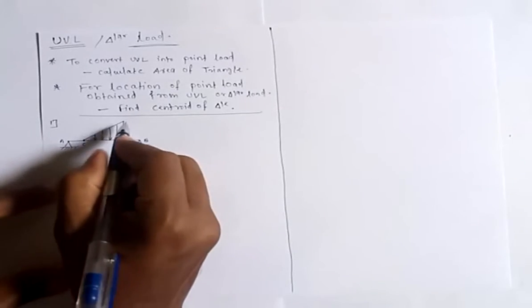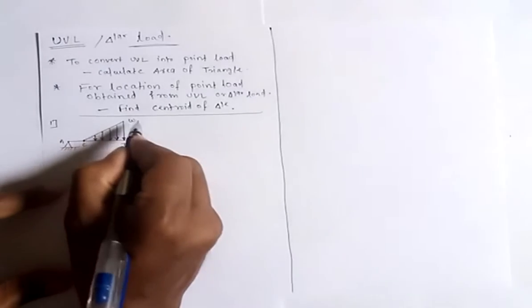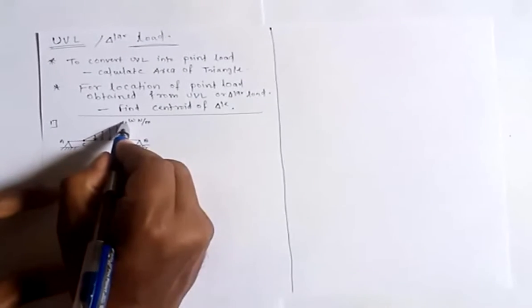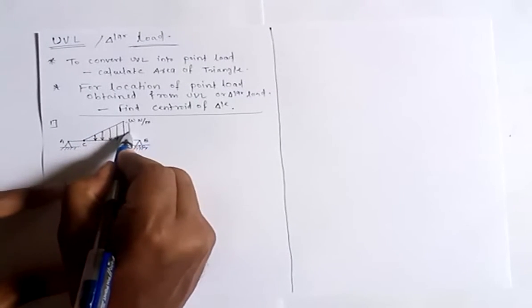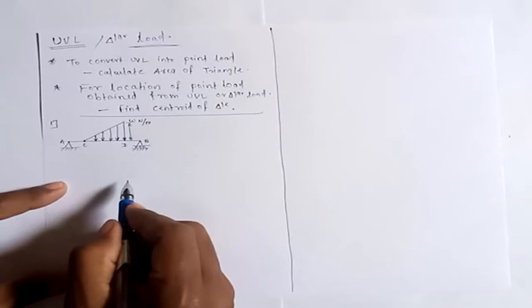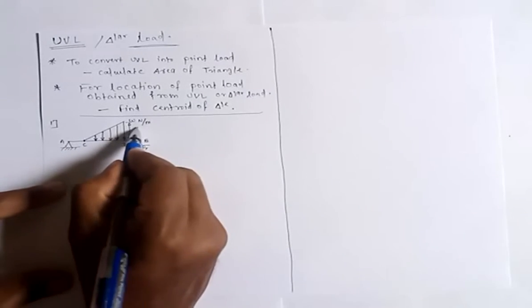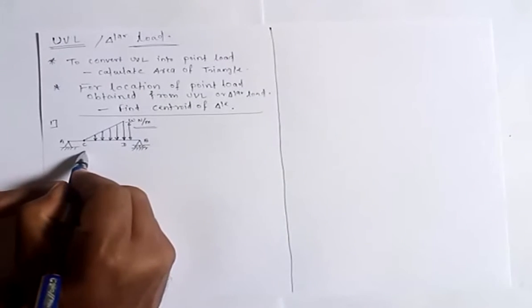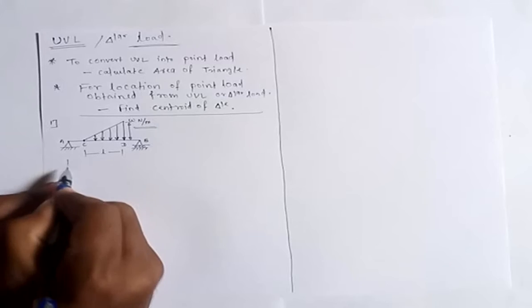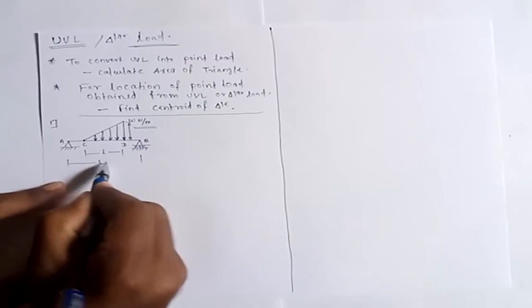This is the triangular load having intensity W Newton per meter. Basically this W Newton per meter is the height of this triangle. Let us assume that the distance between C and D is small l, while the distance between A and B is capital L.